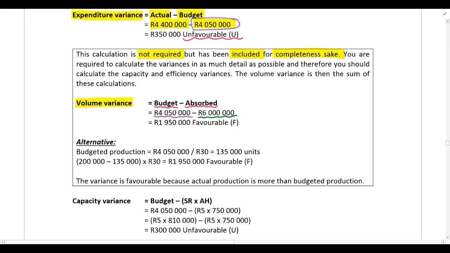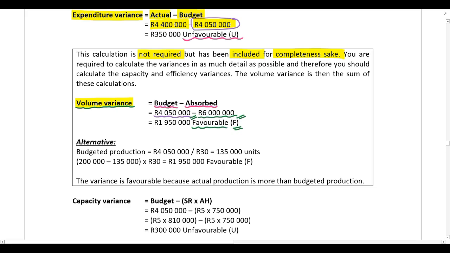All right. And this variance is favorable because the absorbed cost is higher than the budgeted cost. So that means that they actually produced more units than what they budgeted to produce. So because this is a volume variance, we look at the volume in order to determine whether the variance is favorable or unfavorable. If the absorbed cost is higher than the budgeted cost, then they actually produced more than what they budgeted to produce, and the variance is therefore favorable.